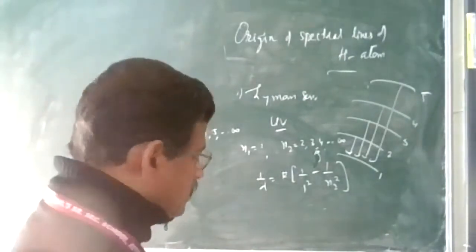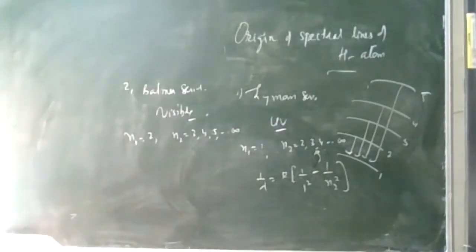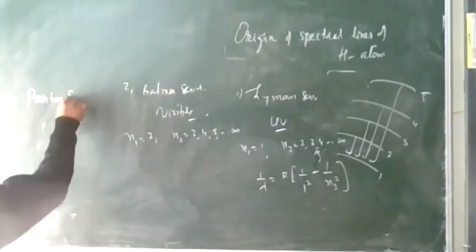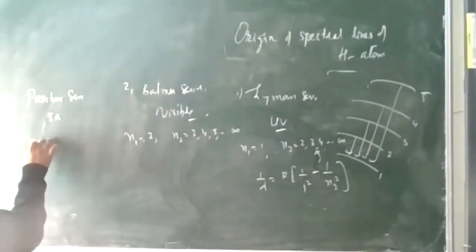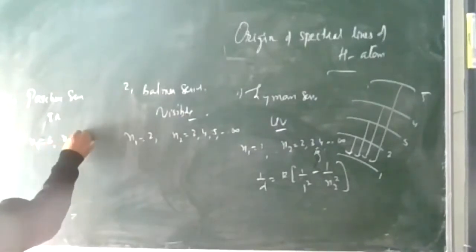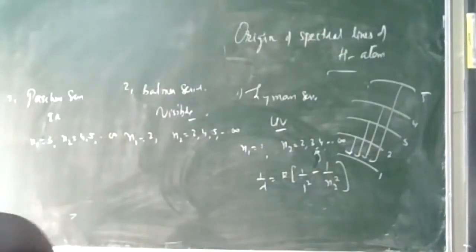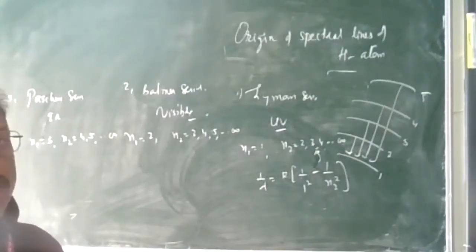And the third series is for n1 equal to 3, that we call the Paschen series. Here it is in the IR region, n1 equal to 3, n2 equal to 4, 5, etc. up to infinity. So when an electron jumps to the third orbit from any outer orbit, that is from 4, 5, 6, etc., you get the Paschen series. It lies in the IR region.